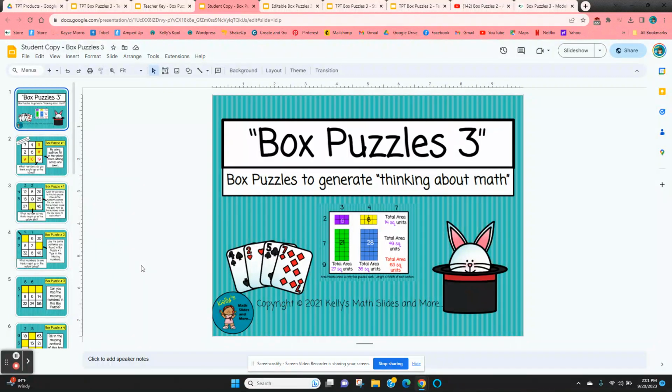Box Puzzles 3. This is the third in a series of 3 box puzzles, and these are digital. So this is something you want to give the students to help them think a little bit more about math, or students who need a little more of a challenge.